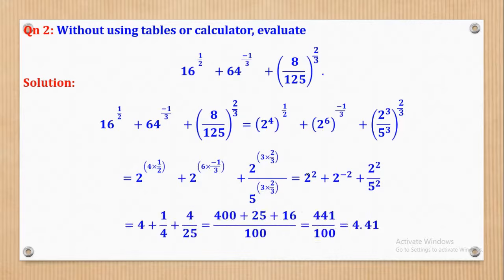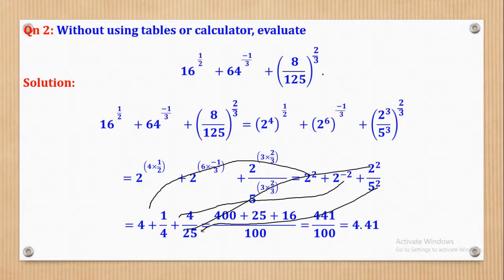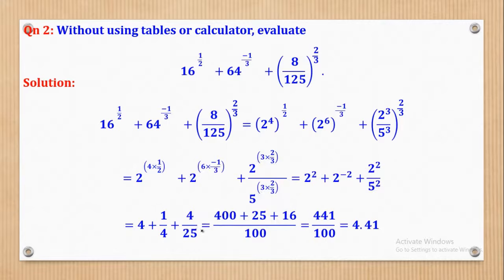So 2 to the power 2 is 4. Then this one is a quarter, I think by now you know it. Then now this one, 2 to the power 2 is 4, and 5 to the power 2 is 25. Because they said we don't use calculators or tables, we have to show the part of LCM. So the LCM of these is 100.